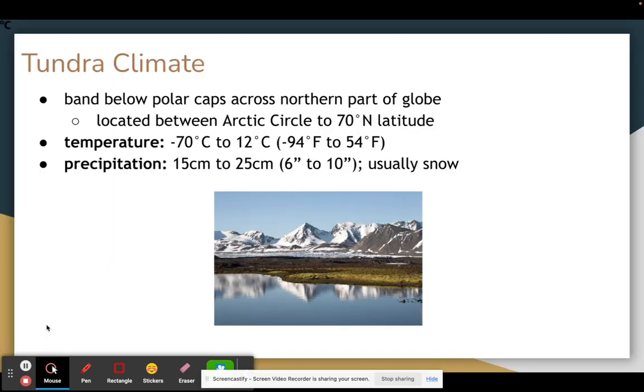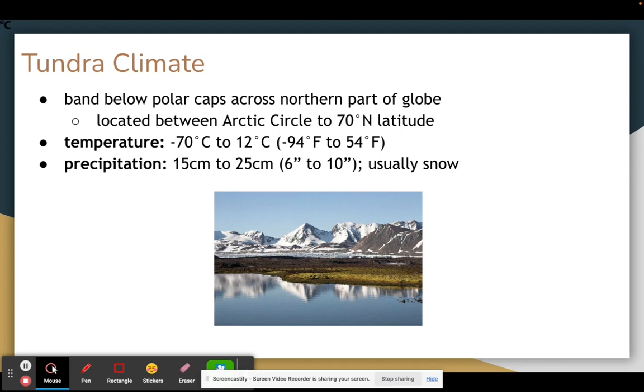Here we go. We're going to start off with the climate first. So the tundra climate and its location. The location is that it's actually a band below the polar caps across the northern part of the globe. It's located between the Arctic Circle to the 70 degrees north latitude, and it's only found in the northern hemisphere. Remember, the climate involves the temperature and the precipitation, either average or annually.